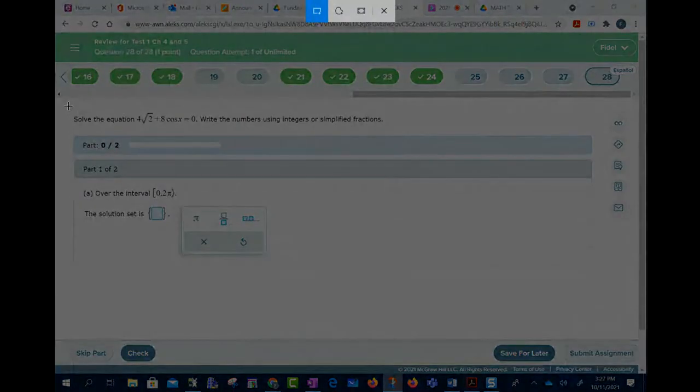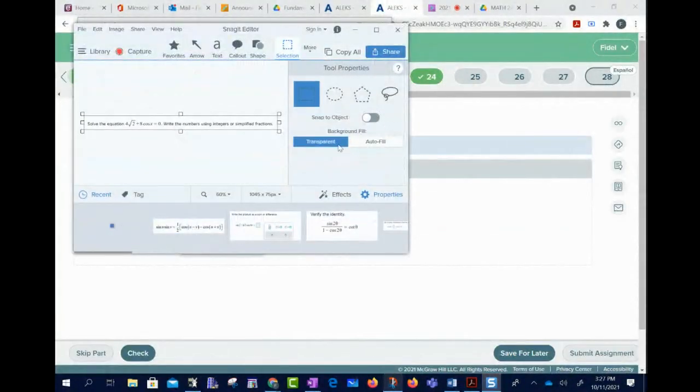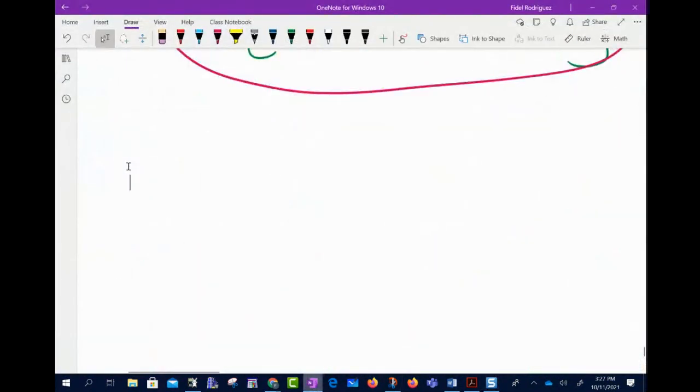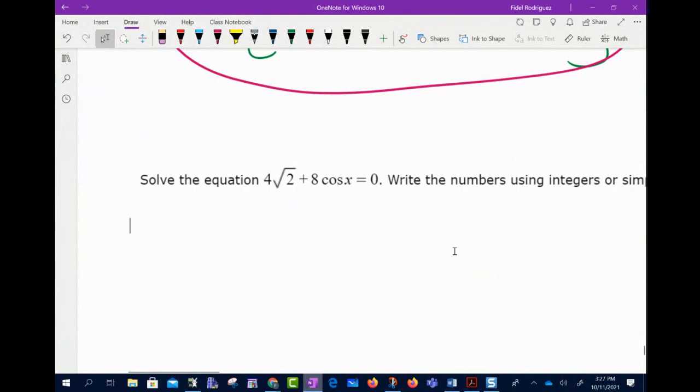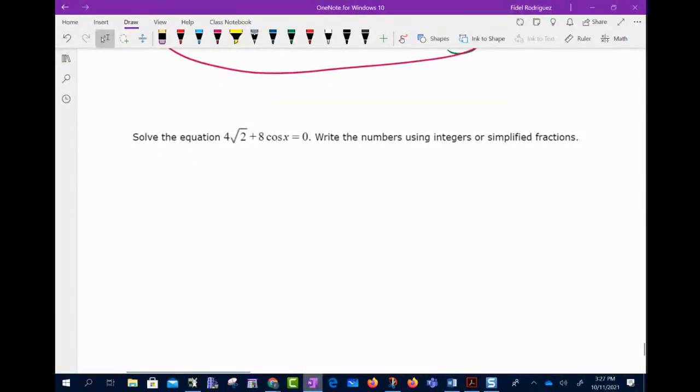I'll tell you what, let's go ahead and do it just to make sure that we're all good here, okay? So look, we're going to go like this, copy, come back over here. Let's go right here, paste. Solve the equations, write the numbers using integers or simplified fractions. Okay, remember what we're trying to do? We're trying to get this guy by itself. So we're going to take this piece and we're going to move it over.